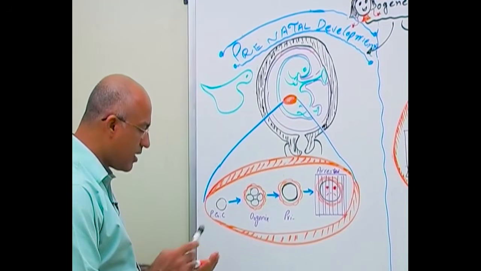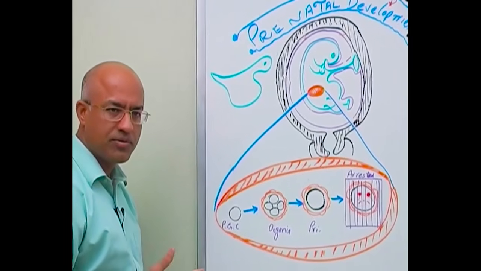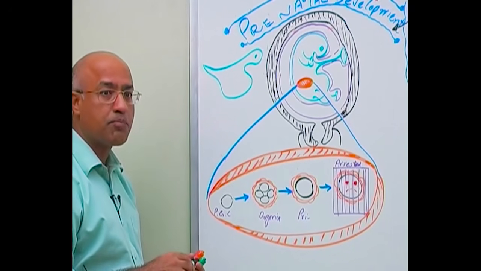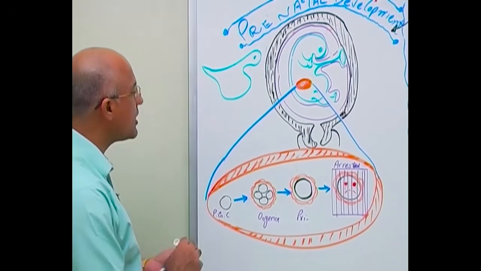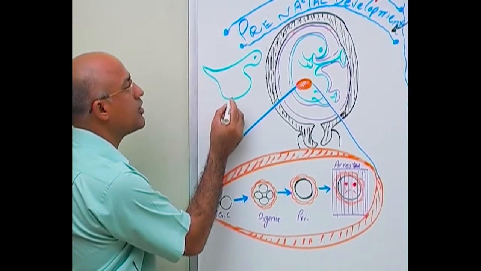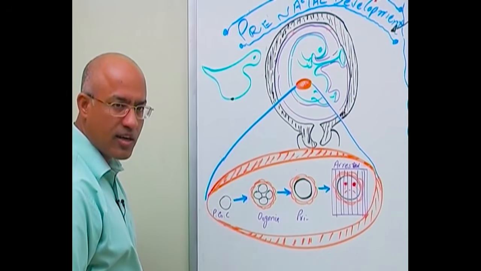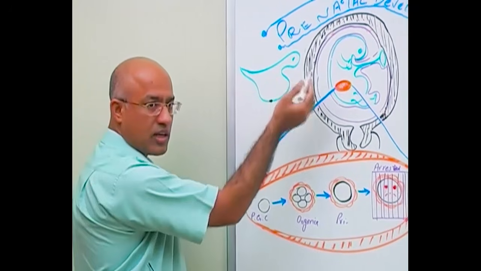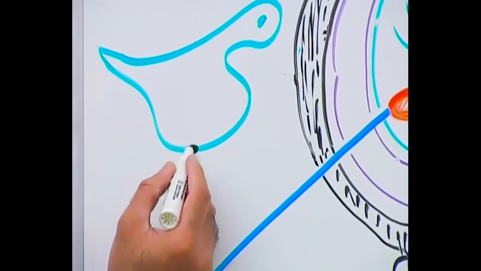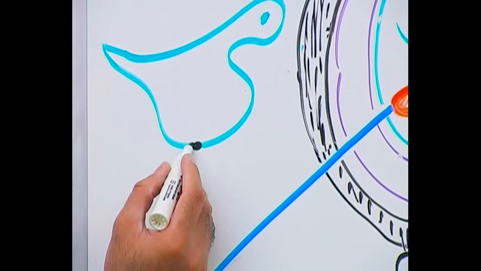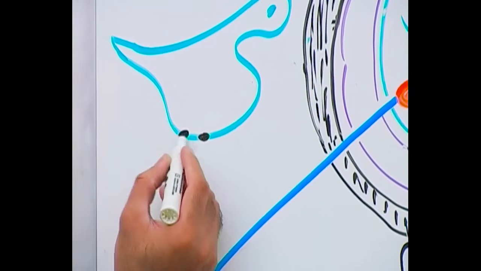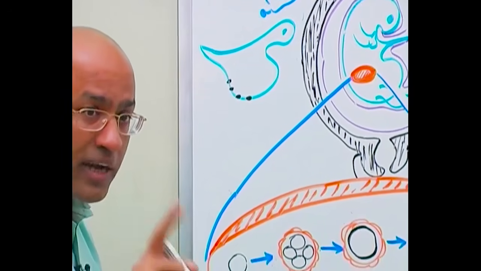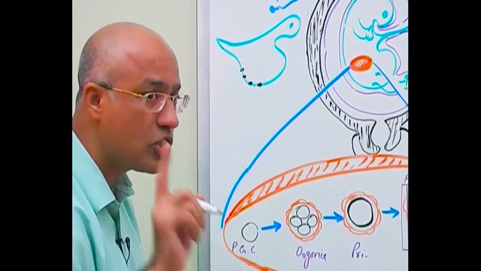Actually, the most primitive cells which are going to become germ cells, we call them primordial germ cells. Primordial germ cells first of all appear in the yolk sac, around the 4th week of development in the uterus. In the wall of the yolk sac, primordial germ cells appear, and these primordial germ cells keep on proliferating by mitosis. Meiosis has not yet started.